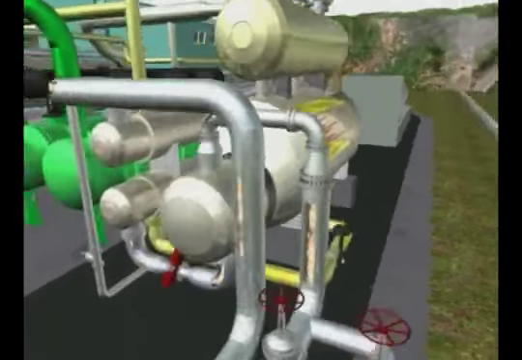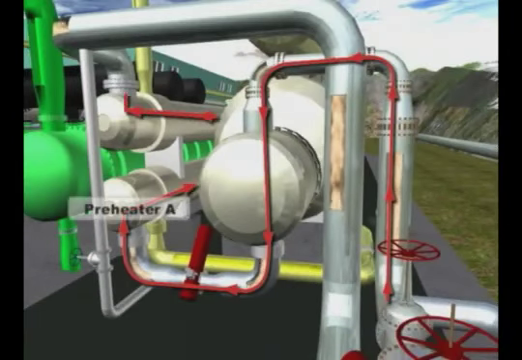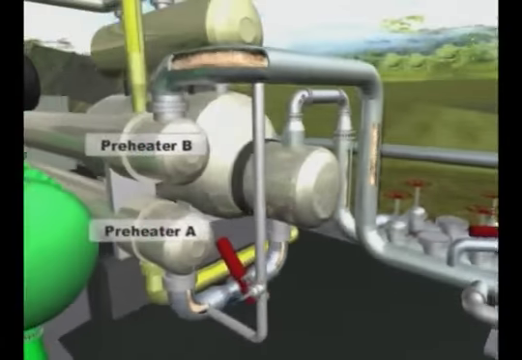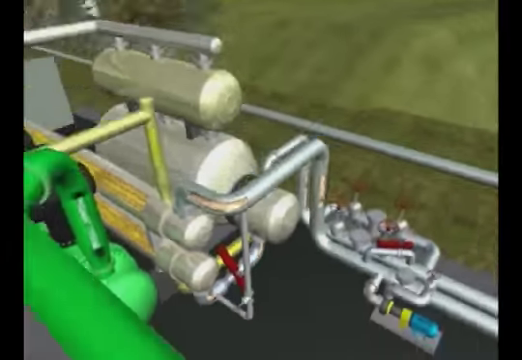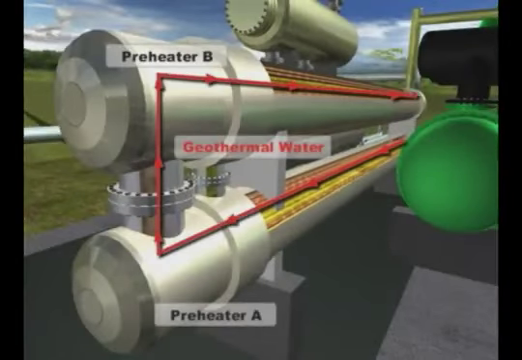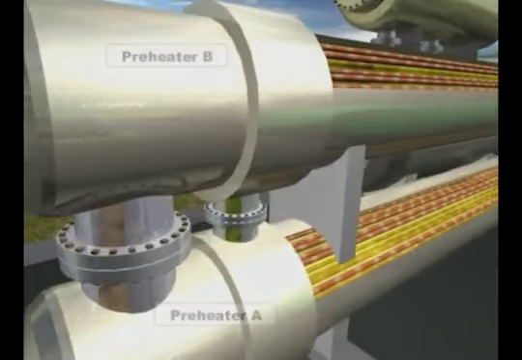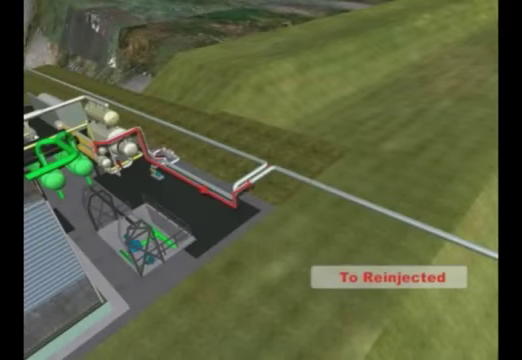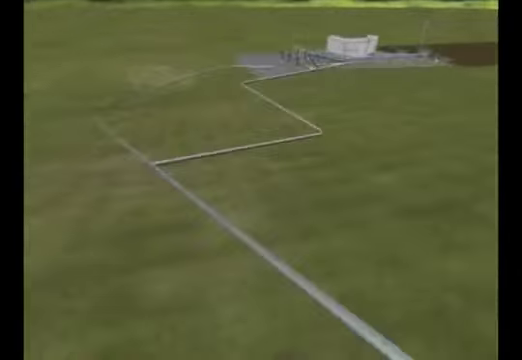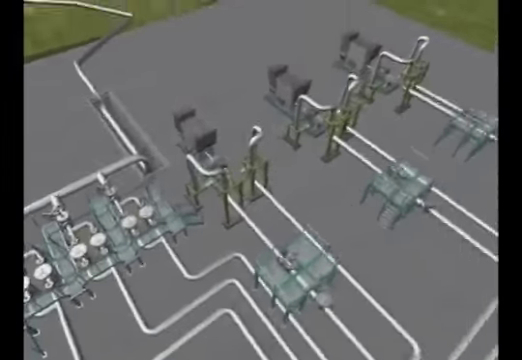After passing through the reboiler, the water goes through preheaters A and B with a temperature of 160 degrees centigrade. Then, due to further heat transfer to the isopentane, the water leaves the system, ready for re-injection at 140 degrees.